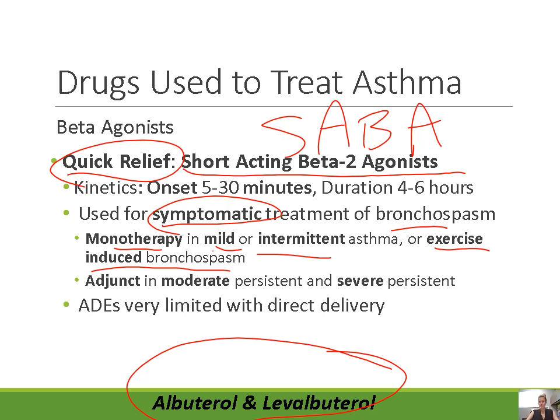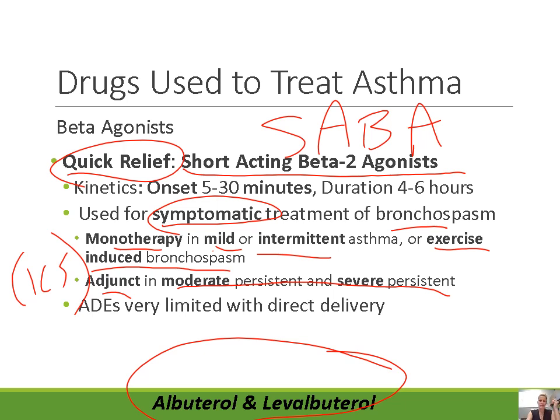These SABAs are also used in more severe forms of asthma, but not as monotherapy. They're not used alone. They're used as adjuncts, right, in addition to an inhaled corticosteroid in moderate persistent and severe persistent asthma. Remember, these have no anti-inflammatory effects. So in the more severe forms of asthma, they have to be combined with an inhaled corticosteroid. But all patients with asthma should have a short-acting beta agonist on hand or formoterol for use as needed.